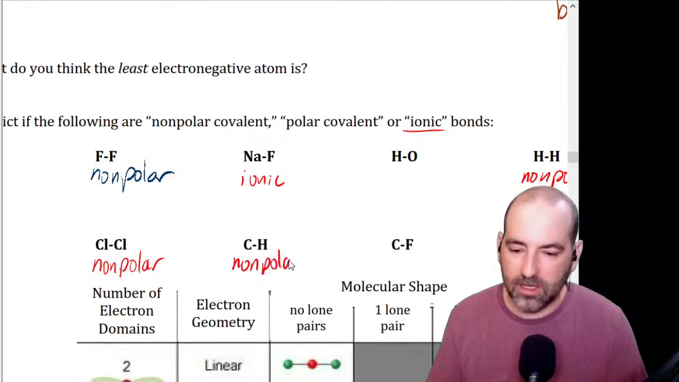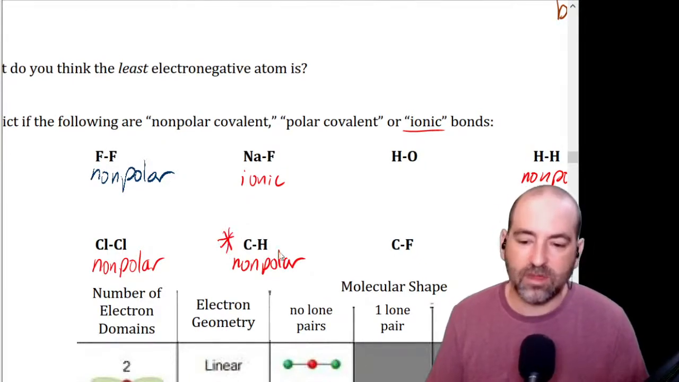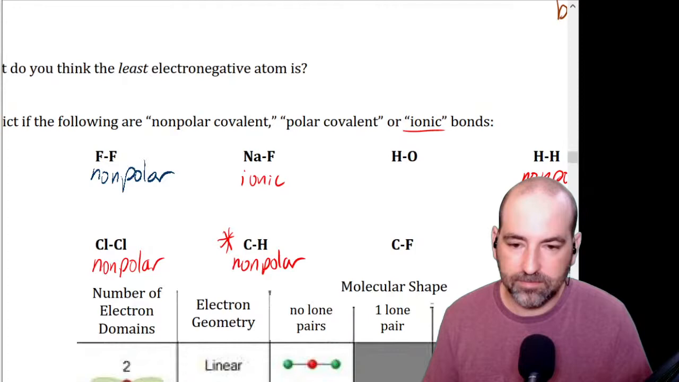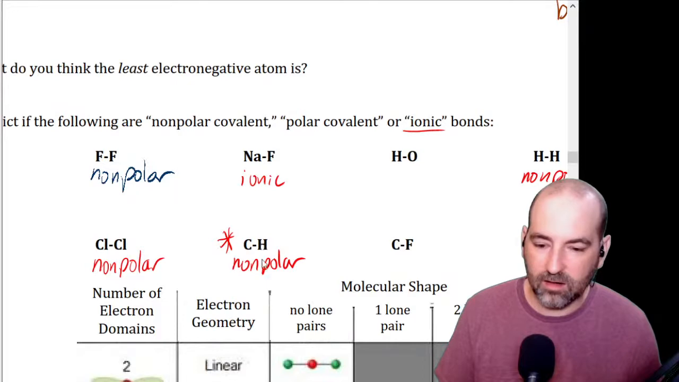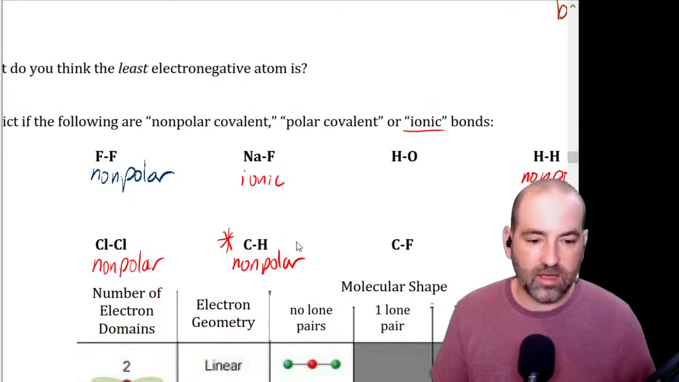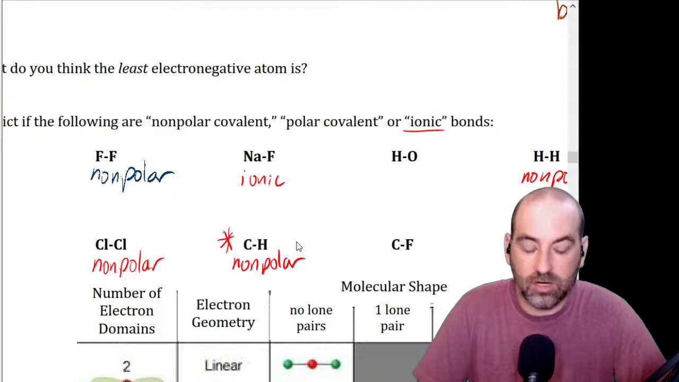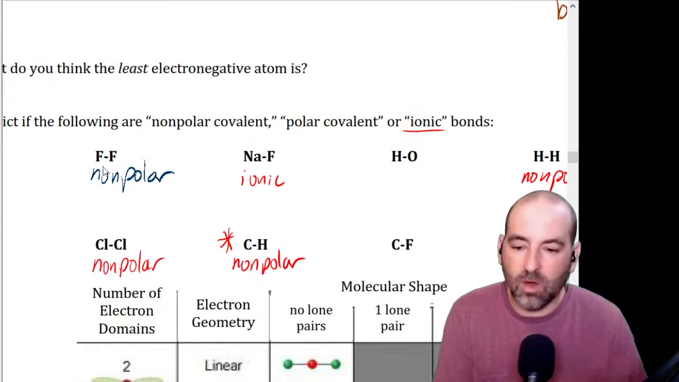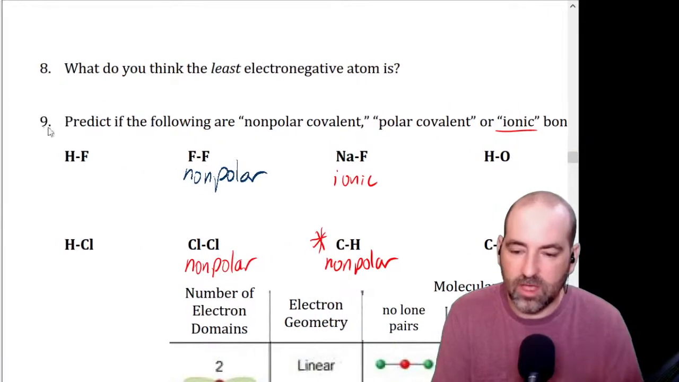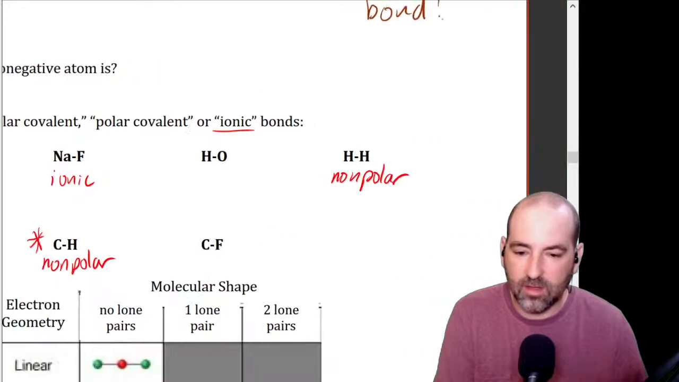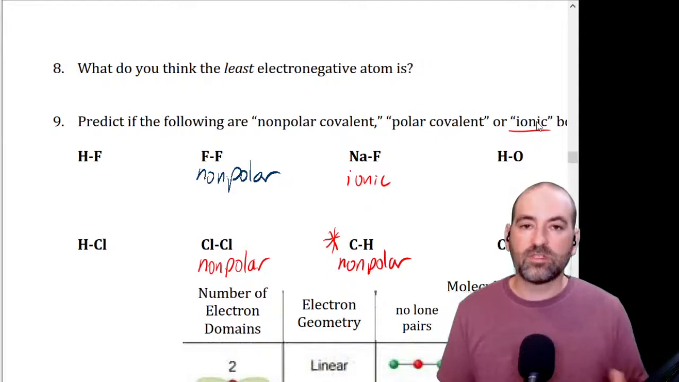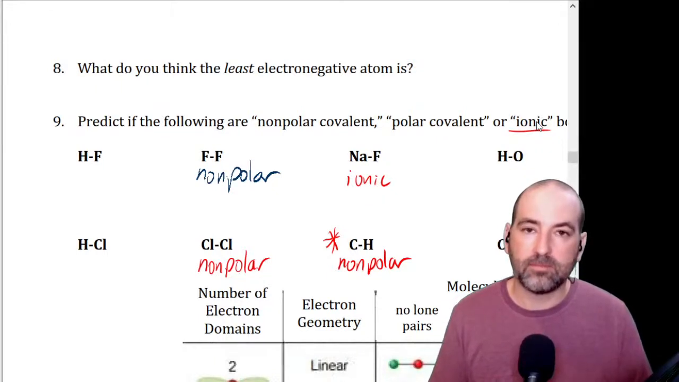And I'm going to star that one because that's a really important bond. A lot of the compounds we're going to look at this semester use C-H bonds, but it's important to know that they are nonpolar. And yes, Anna, that does mean that nonmetals are generally more electronegative than metals. Yes. So all of these other ones that we see here, HF, HCl, HO, CF, those are all going to be polar. And if you go back and look at the electronegativity chart, you can see that those differences are all greater than 0.4.